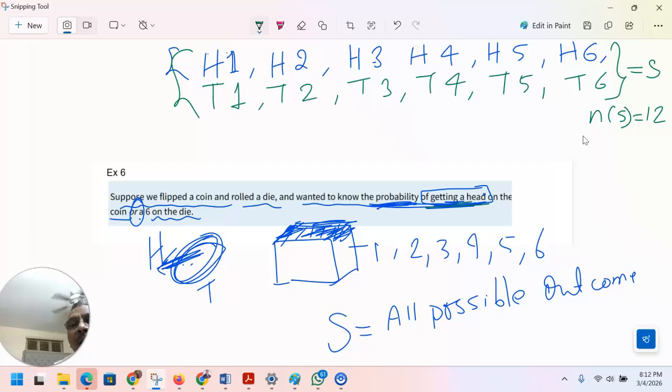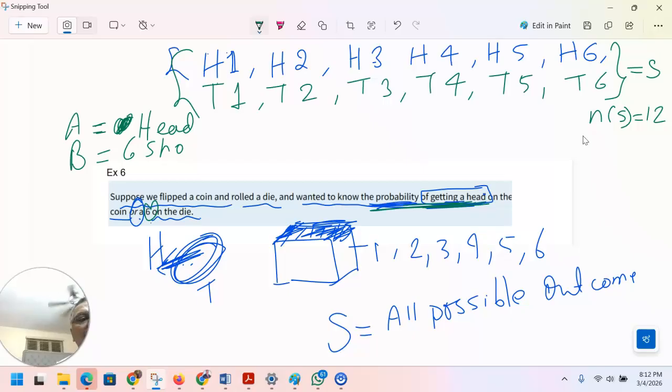Next, the question is, let's call A getting a head, the first one on the coin, head shows up. And B is 6 on the die, so 6 shows up. It means the second one. So our question is what is the probability of A or B? That means the first one is head, or the second one is 6 shows up, right?